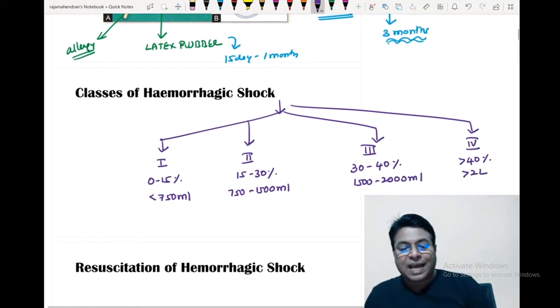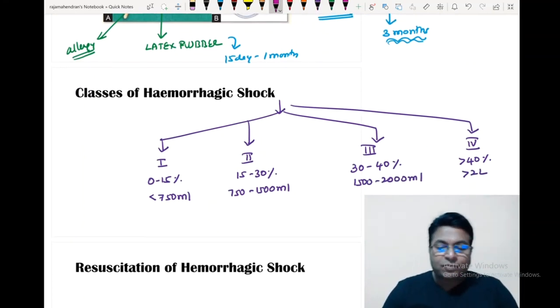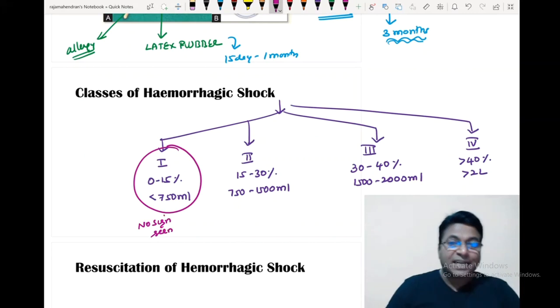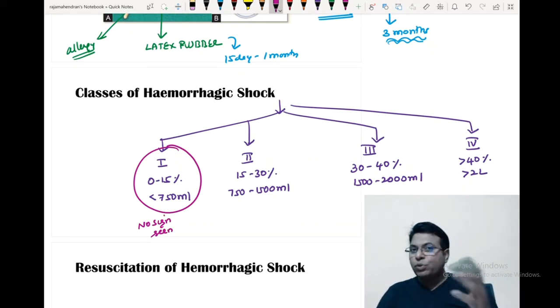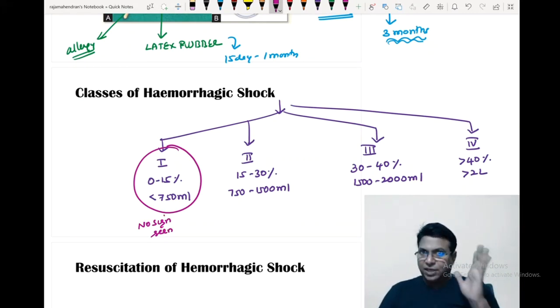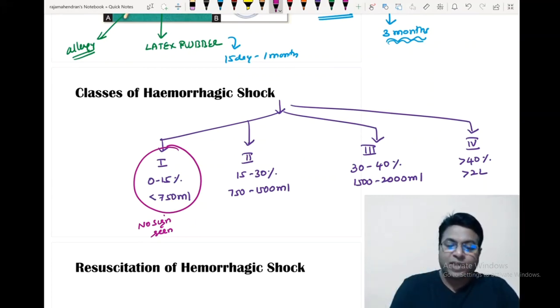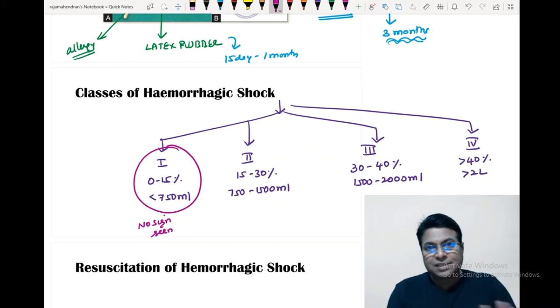These are the 4 classes of hemorrhagic shock, and in which of these shocks does the pulse rate start increasing? Class 1: no symptom or sign is seen. It is a compensated shock. Up to 750 ml blood, if you lose, nothing will happen to you. You will be sitting normal. That is similar to blood donation. If you donate 450 ml blood, nothing will happen to you. You can just walk out.